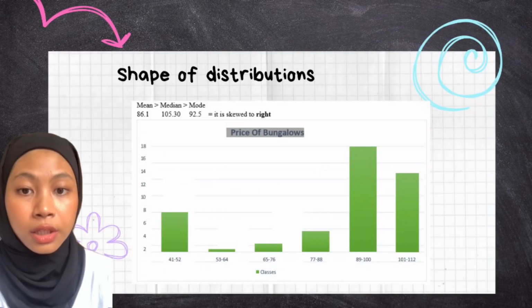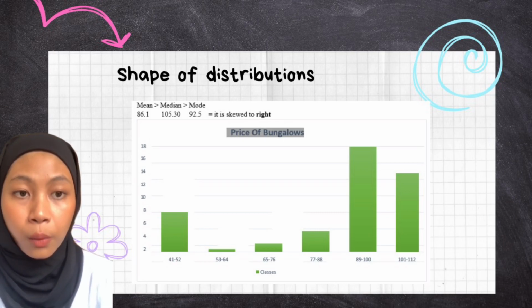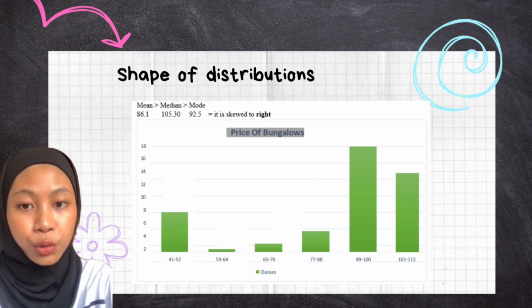And the last one is shape of distribution. As you can see, the mean is 86.1, the median is 105.3, and the mode is 92.5. So the answer is it is skewed to the right. That's all from me. Thank you.